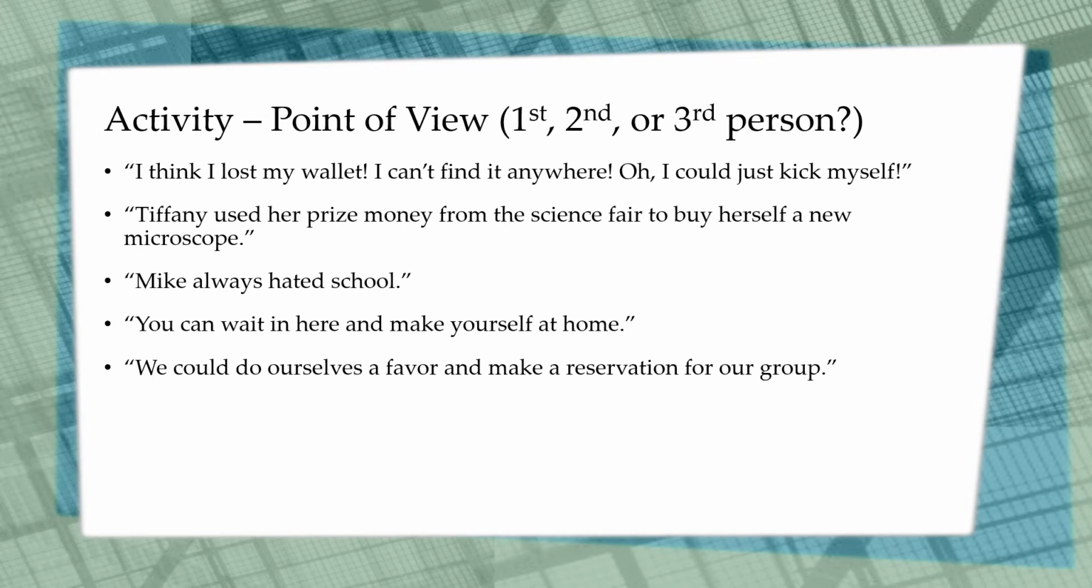This one's a little bit trickier. We could do ourselves a favor and make a reservation for our group. This one is actually first person as well, because we're using we and our and ourselves. All those words are first person collective. Even though it has to do with a group, you're including yourself as part of that group. And so technically I is buried in there somewhere, so it's still first person.